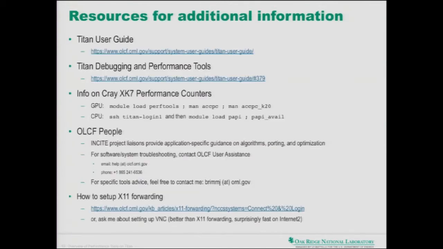Resources for additional information. The Titan user guide, I give the link. Within that one page, there is a subsection on debugging and performance tools, which you can get directly to using that second link. If you're interested in what performance counters are available in Titan, you can find that out from GPU by looking at Cray's PAT project, which you get by a module load perftools. And then you can use these man pages to see what's available in general and on the K20 GPU.